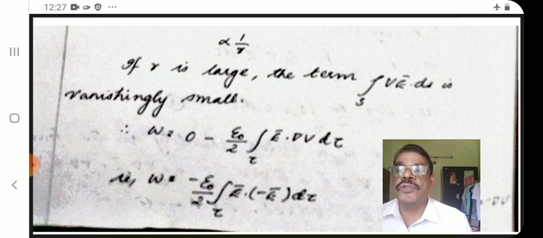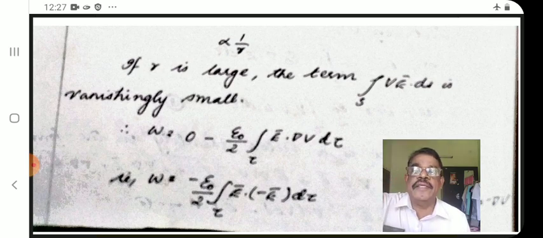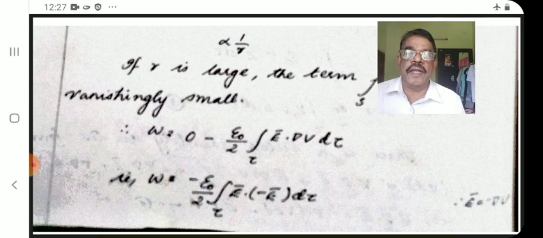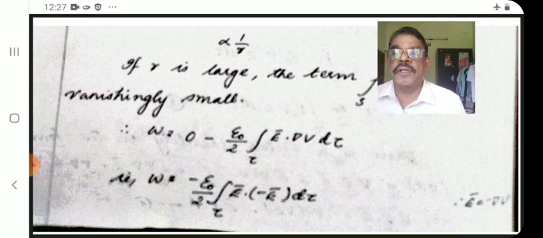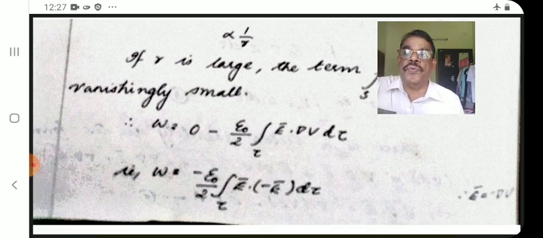So W is equal to 0 minus epsilon 0 by 2 volume integral E dot del V dτ. And we have studied E is minus del V. Electric field is the negative gradient of potential. We have studied this in the beginning of this chapter. So here in the place of del V we can write minus E. So W is equal to minus epsilon 0 by 2 volume integral E dot minus E dτ.